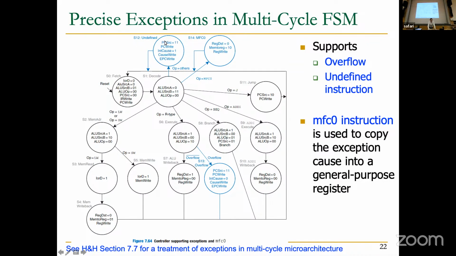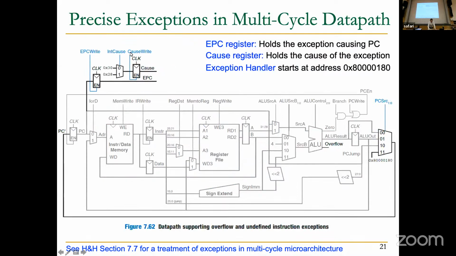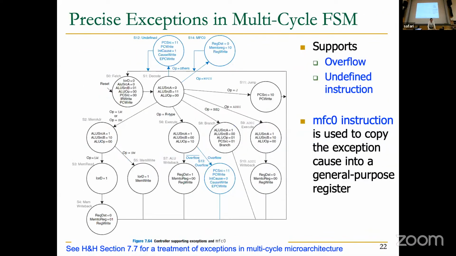And the special state does something interesting. Basically, it sets the PC write signal. It sets the interrupt code to 1, meaning it's an undefined instruction exception. It sets the cause write to 1 and EPC write to 1. What does that mean? Basically, cause write means you're writing the exception cause, and EPC write means you're writing the exception program counter register with the program counter that is pointing to the undefined instruction, right?